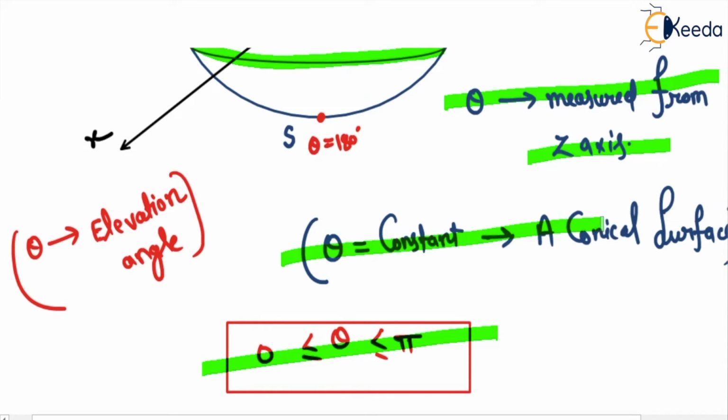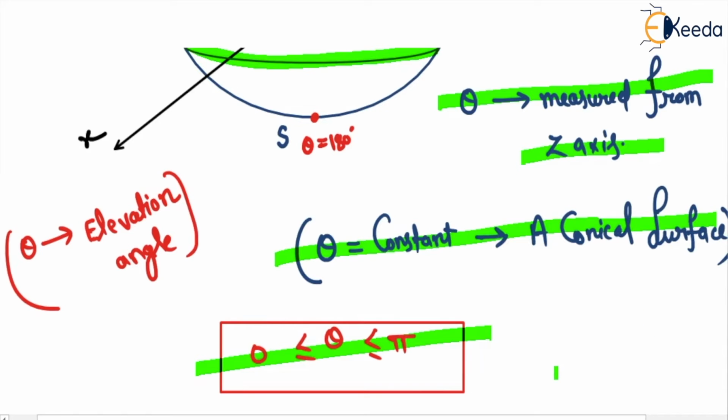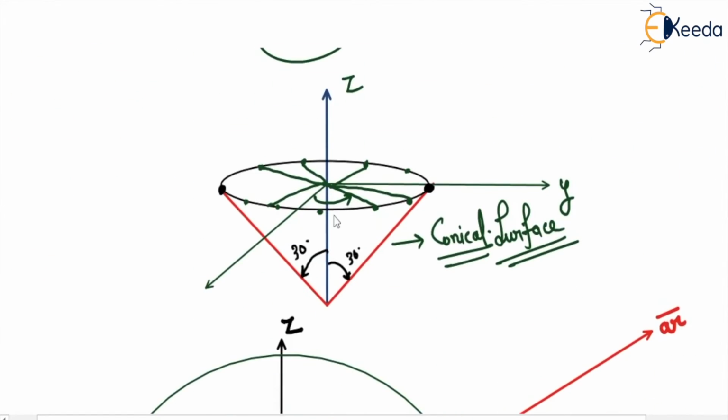So theta constant surface is a conical surface. As an example, let theta be 30 degrees, so it will make a cone as shown in the figure. So it is a conical surface.